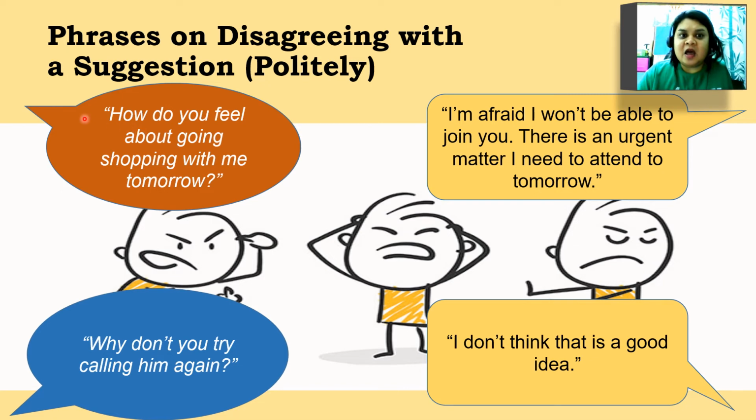Let's start. How do you feel about going shopping with me tomorrow? Good. Let's try that one more time. I want you to read it out aloud. How do you feel about going shopping with me tomorrow? Good. Let's go to the second phrase. Why don't you try calling him again? One more time. Why don't you try calling him again?